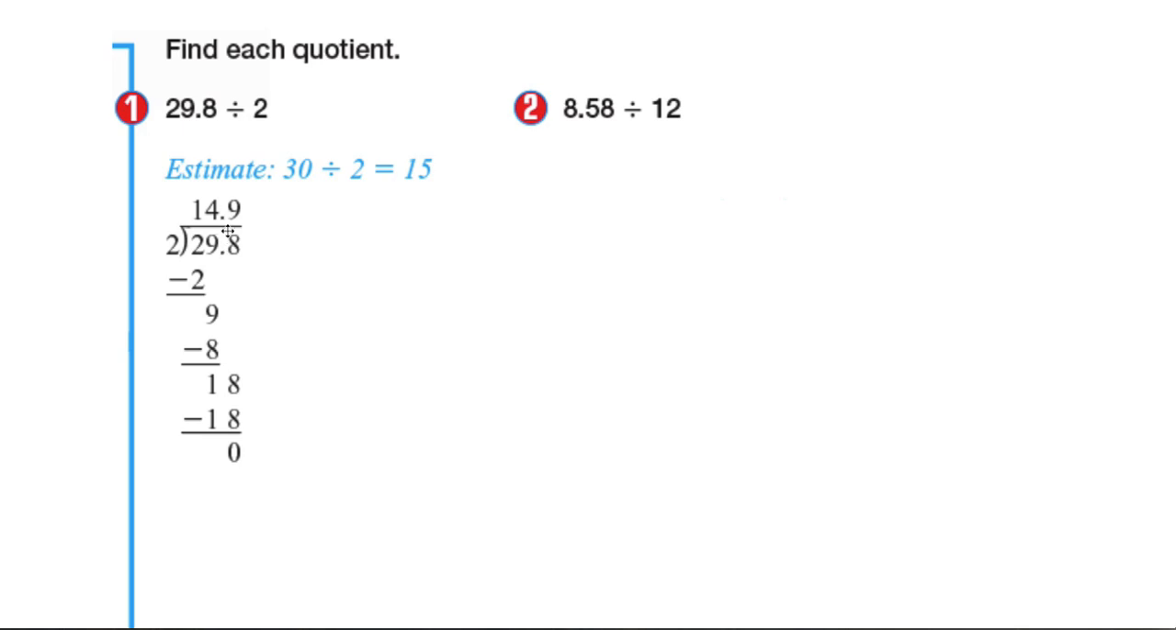We divide as if they're whole numbers. Before we do that, we put the decimal point on top, directly above the dividend's decimal point, and divide as if they're whole numbers. You end up with 14.9. To check our answer, we multiply 14.9 by the divisor, and you end up with 29.8. So 29.8 divided by 2 is equal to 14.9.